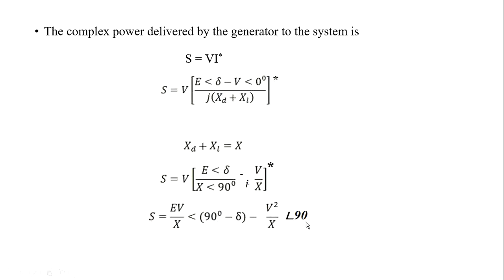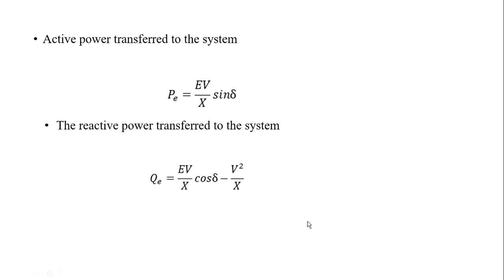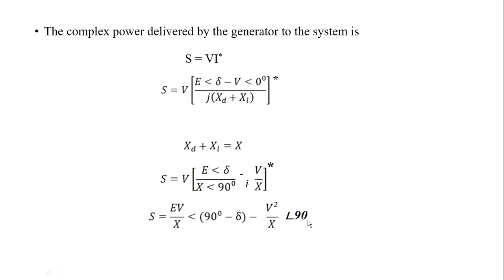Now the active power transferred to the system. What is that? This is the complex power. So from this complex power, we have to write the active power and reactive power. Active power will be the real part of this equation, and reactive power will be the imaginary part. So to get the active component, we have to take the cos component of the angle, and to get the reactive power, we have to take the sine component.